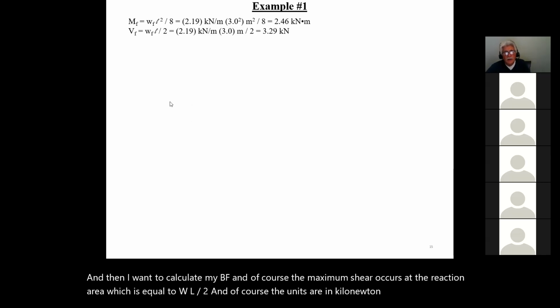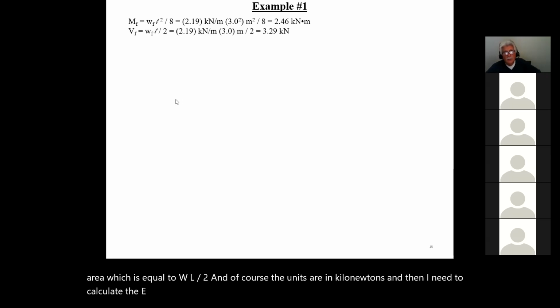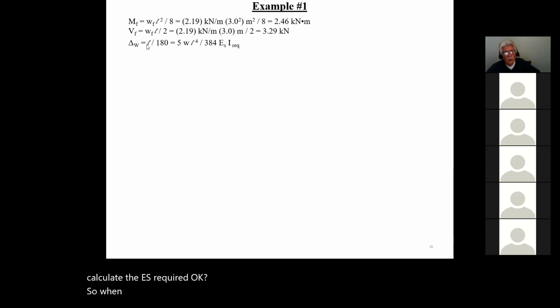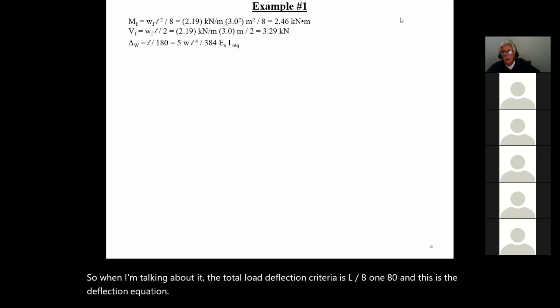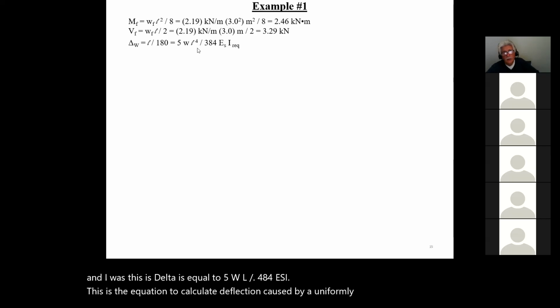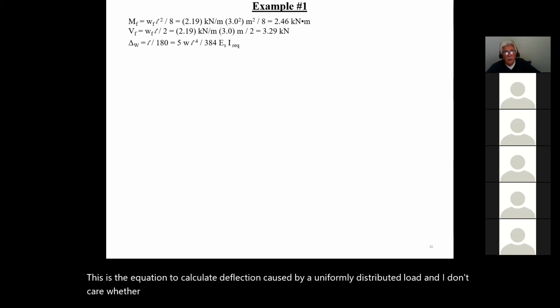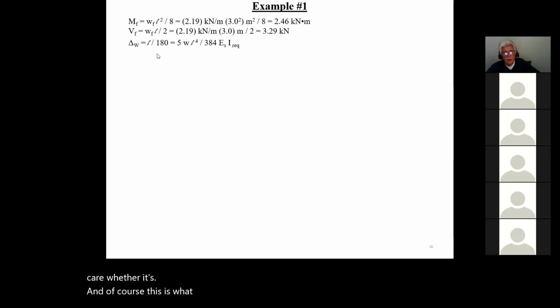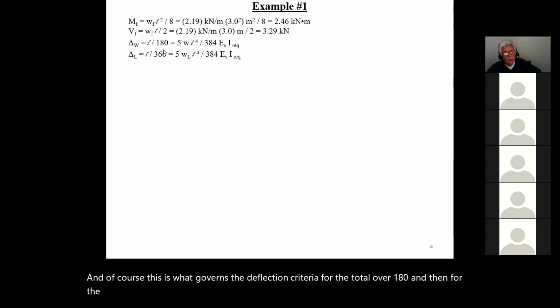And then I need to calculate the EI required, okay? So when I'm talking about the total load, the deflection criteria is L over 180. And this is the deflection equation for a uniformly distributed load. In other words, delta is equal to 5wL to the fourth over 384 EI. This is the equation to calculate the deflection caused by a uniformly distributed load. And of course, this is what governs the deflection criteria for the total load, L over 180. And then for the live load, well, it becomes L over 360.